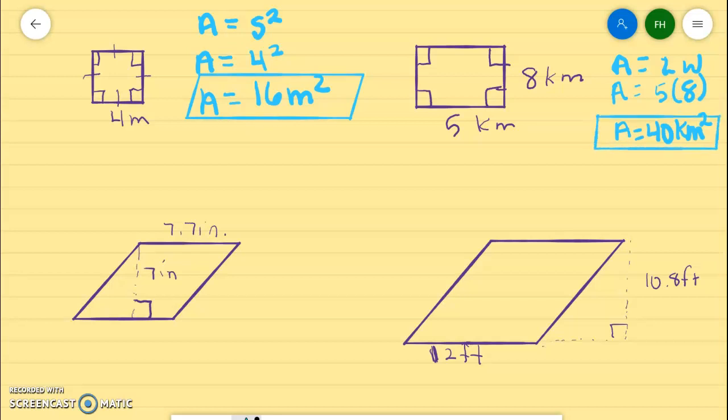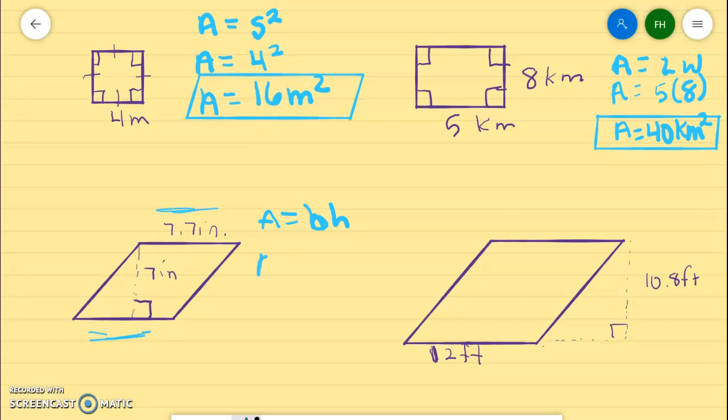Now these parallelograms, they're kind of like a rectangle, except you're going to use the height and the base. You're still going to multiply 2 sides, but the sides are a little bit different. Your base is the bottom or the top. They're the same. So your bases would be this side and this side.